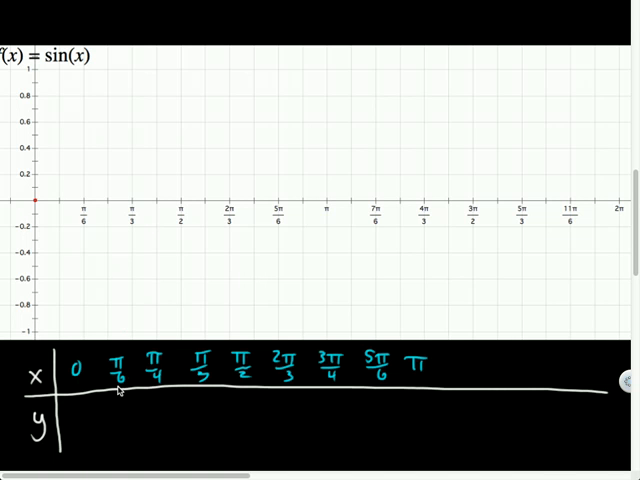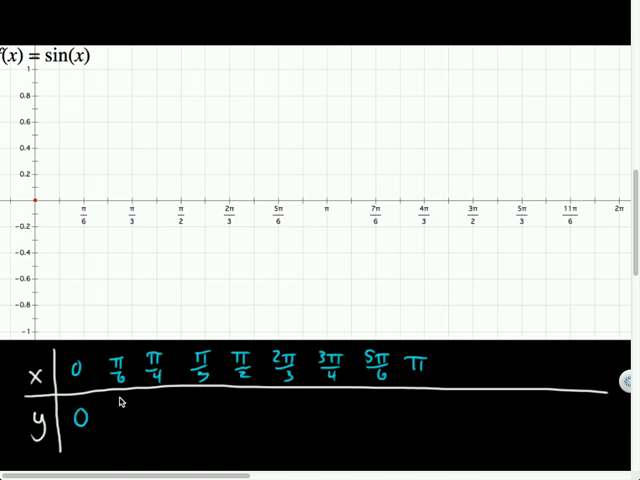So what is sine of 0? Sine of 0 is 0. I was right. Yep, you were right. You didn't sound confident though.